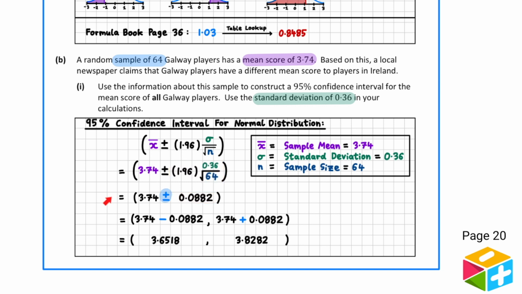Next, we'll need to deal with this plus-minus sign. This means that we should split into two cases, one with a plus and one with a minus. In the context of confidence intervals, the lower bound is obtained by using the minus, and the upper bound is obtained by using the plus. To finish off, all we have to do is to compute these two quantities. The lower bound comes out as 3.6518, and the upper bound comes out as 3.8282.